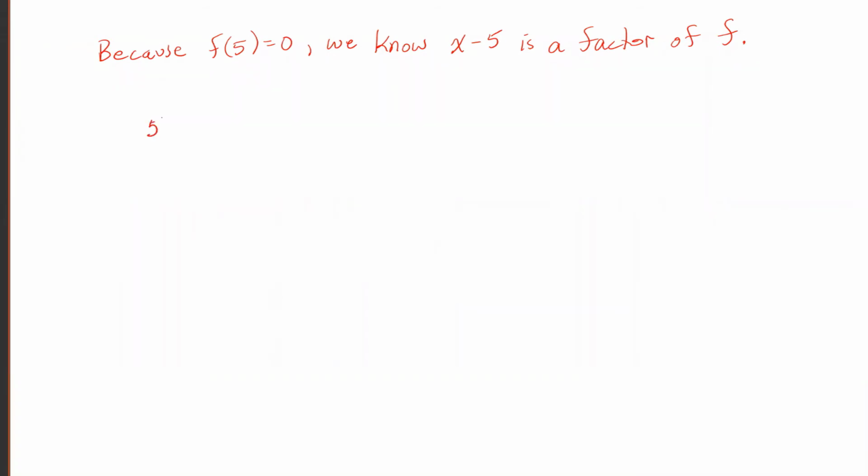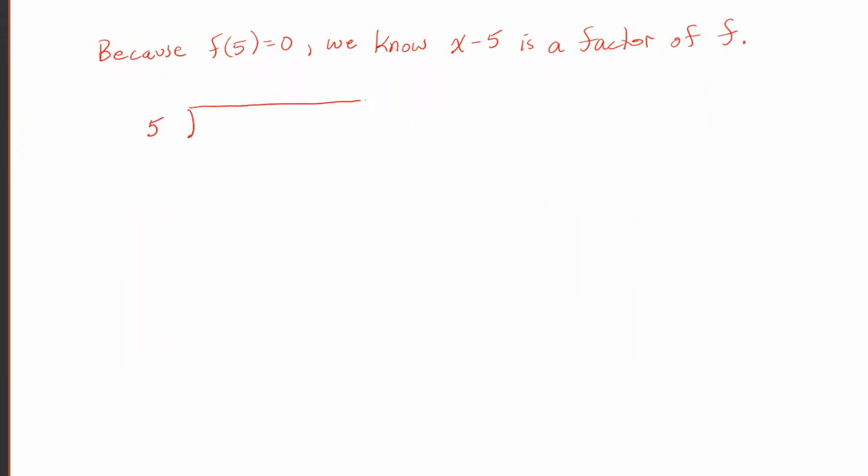See that? So because f of 5 equals 0, we know x minus 5 is a factor of f. So you're going to divide x minus 5 into f. And the easiest way to divide by x minus 5 is to use synthetic division.